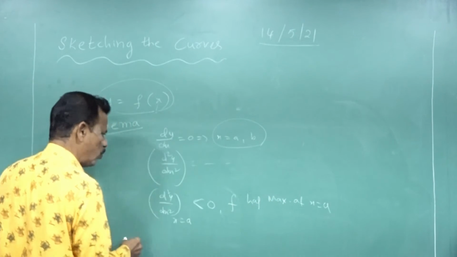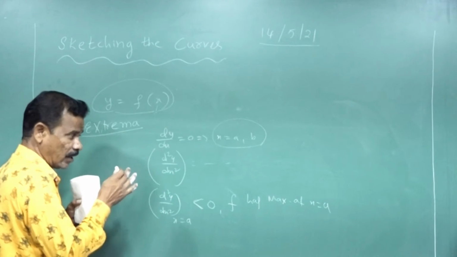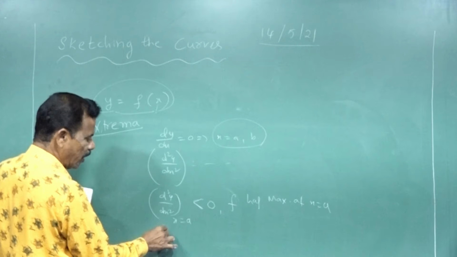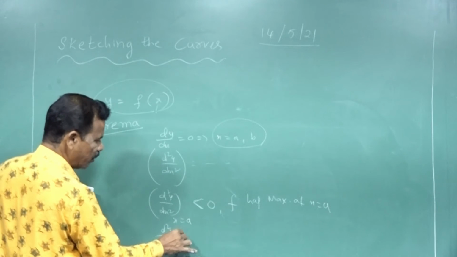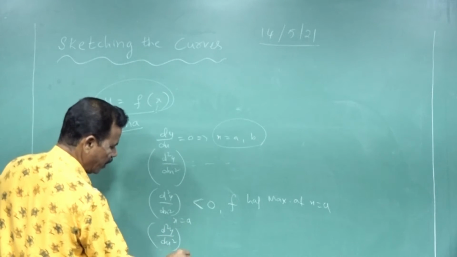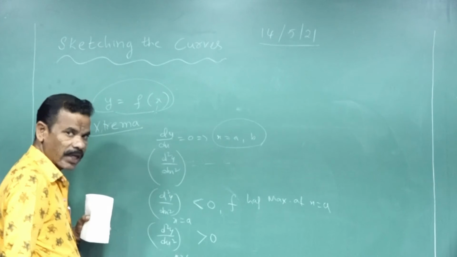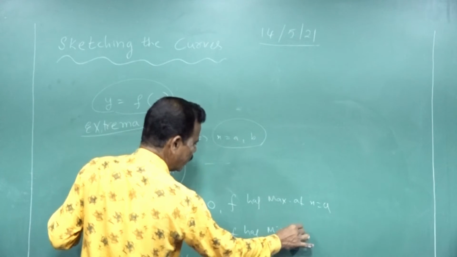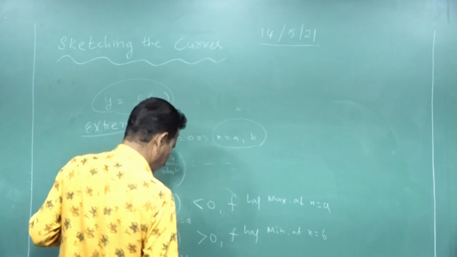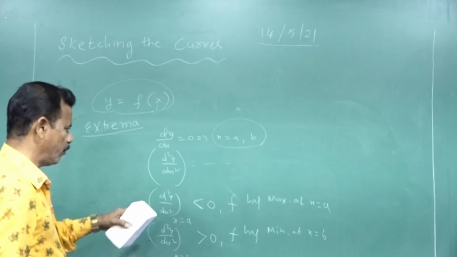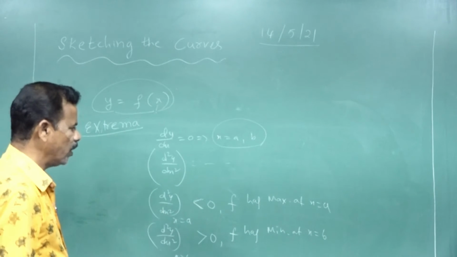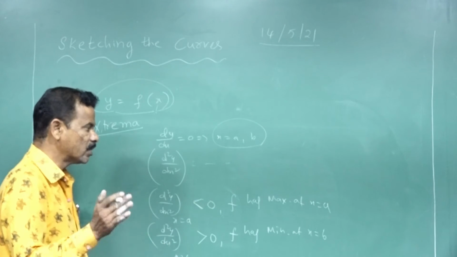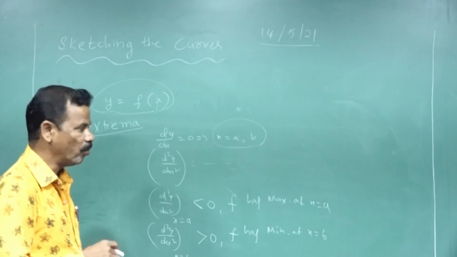If it is less than 0, the function has its greater value, that is maximum value at x is equal to a. Next, d square y by dx square at x is equal to b, suppose it is greater than 0, then f has minimum at x is equal to b. This is about the local maxima and local minima. So how we find the local maxima value and local minima value?